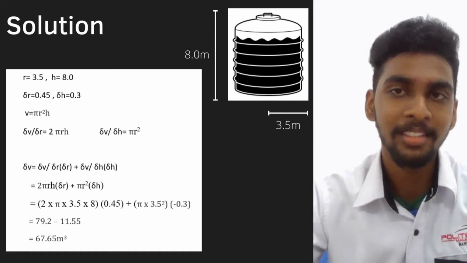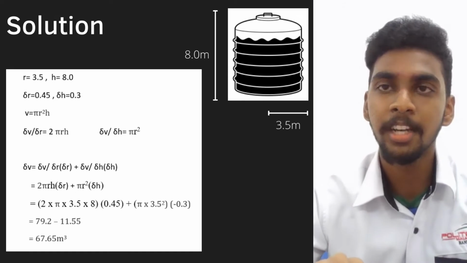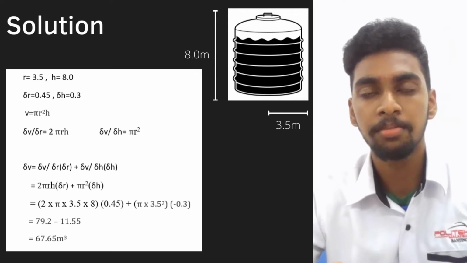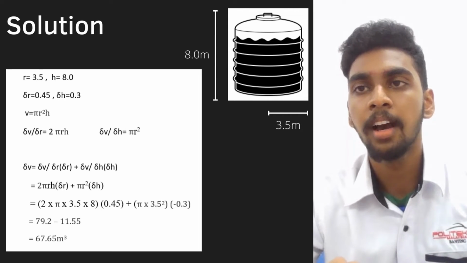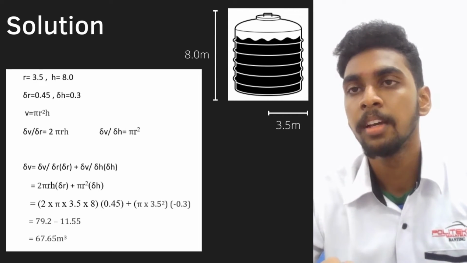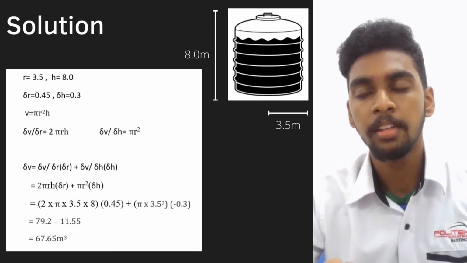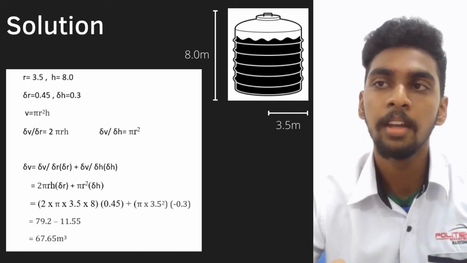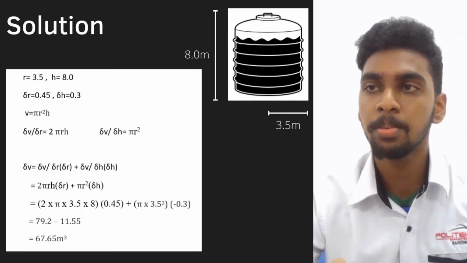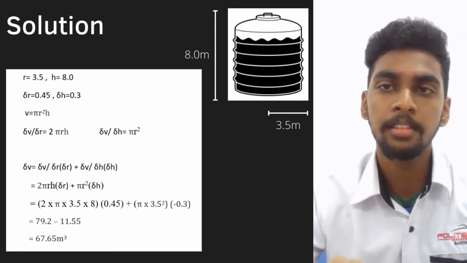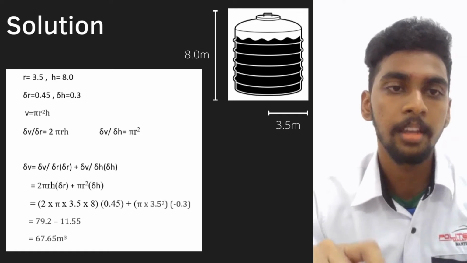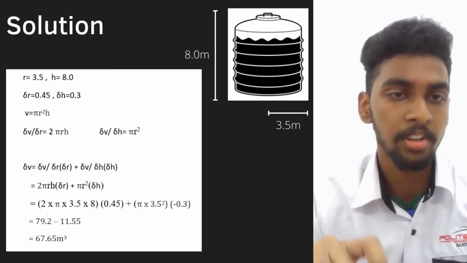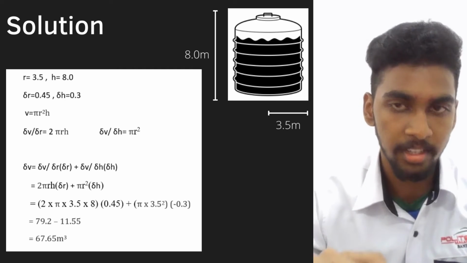Hello everyone, I'm Ruben. Today I want to share the solution for this case. The method we use is the total differential method. The height given was 8.0 meters. The radius is 3.5 meters. The radius Mr. Johnny wants to increase is 0.45 meter, and the height he wants to decrease is 0.3 meter. So the radius is 3.5 meters, the height is 8.0 meters, delta R equals 0.45, delta H equals 0.3.